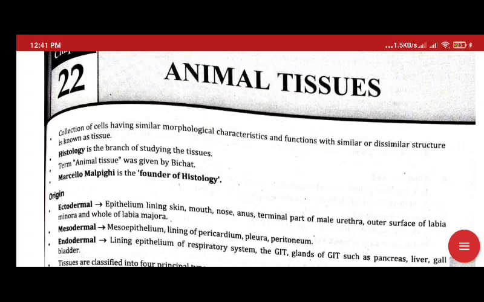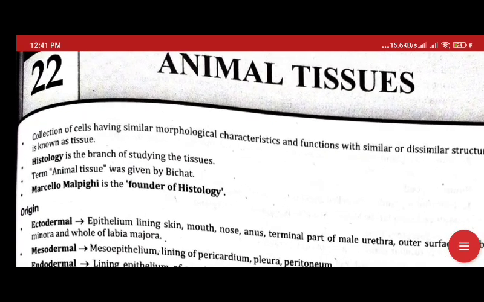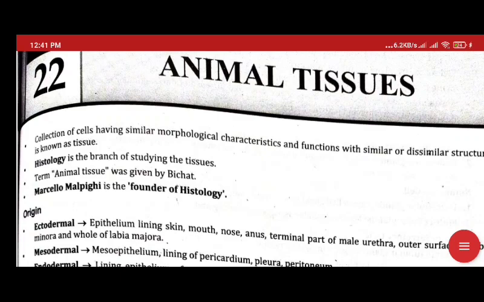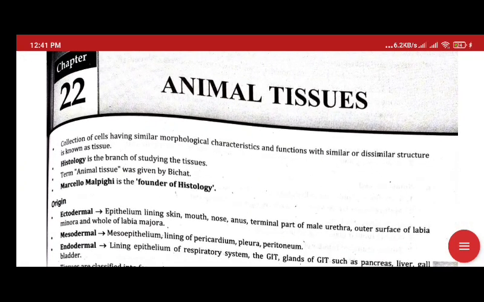Student, here is the animal tissue revision. To come to the point, now in this we will conclude our whole animal tissue chapter and get the conclusion. Now here we see what definition of tissue is given.